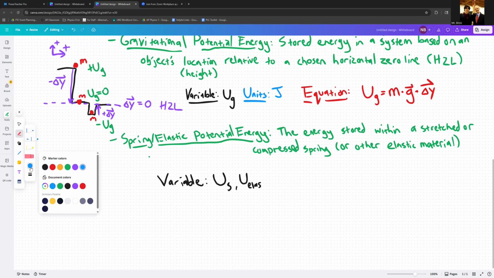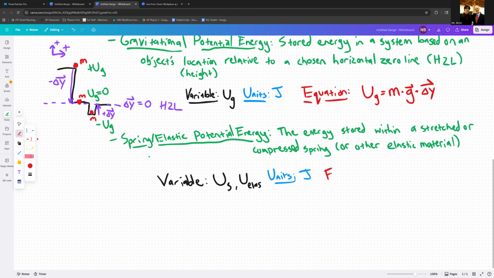Now the units are the same, still joules, and we have an equation for spring potential energy. It looks like this. Your equation for spring potential energy is equal to 1/2 times the k value, and we should be pretty fresh off of unit 2 to know that that's the strength of the spring. That's simply how strong or weak the spring is. So 1/2 times the k value times delta x squared.